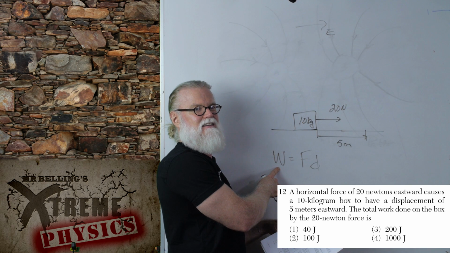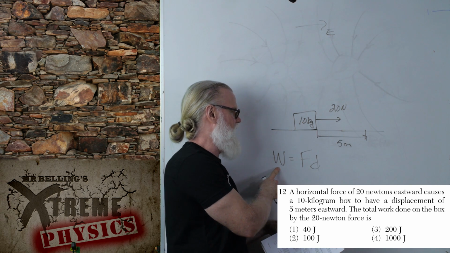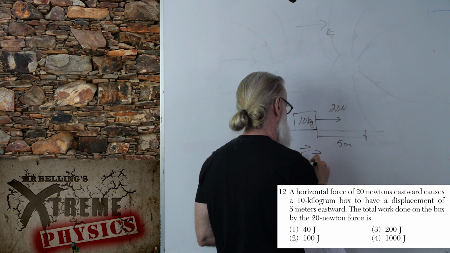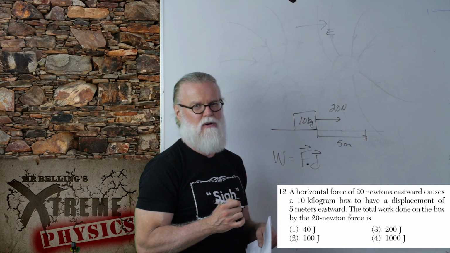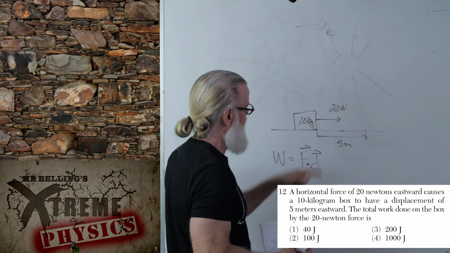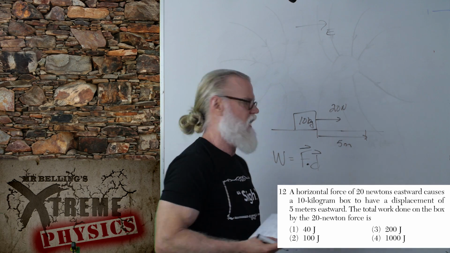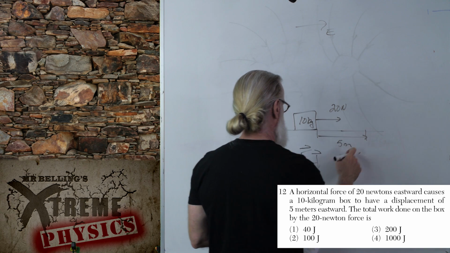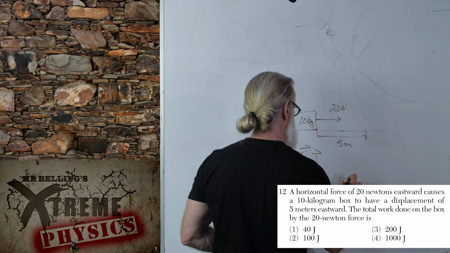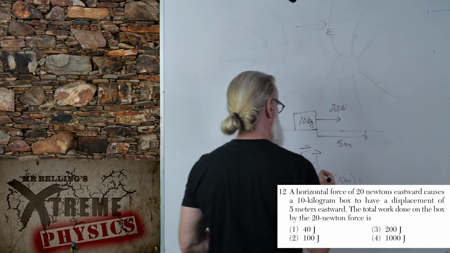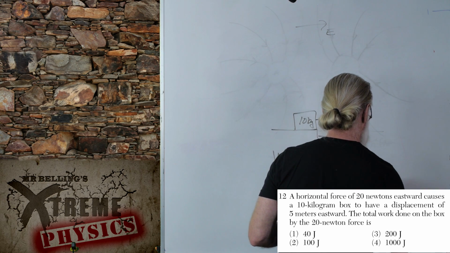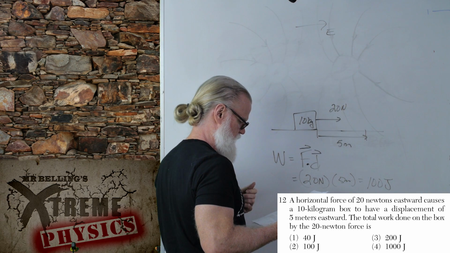Now, work is a form of energy. It is indeed a scalar. But these have to be vectors. This is force times displacement. And actually, technically, it's the vector dot product, because the force and displacement have to be in the same direction. Conveniently, in this case, they are. We have 20 newtons and 5 meters. They're in the same direction. So I'm just going to say 20 newtons times 5 meters is 100 joules. Yeah, choice 2.